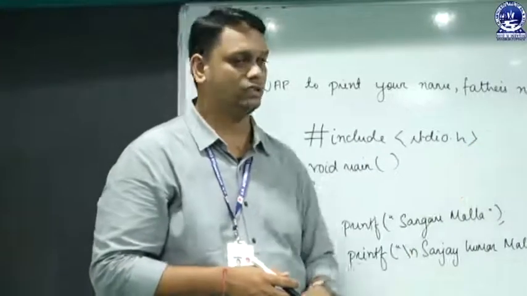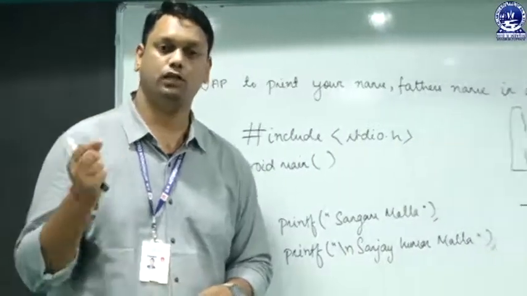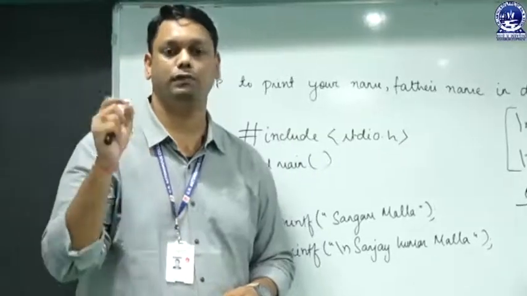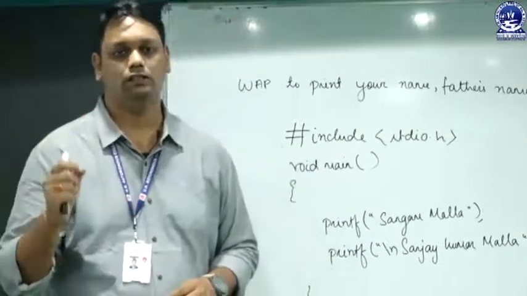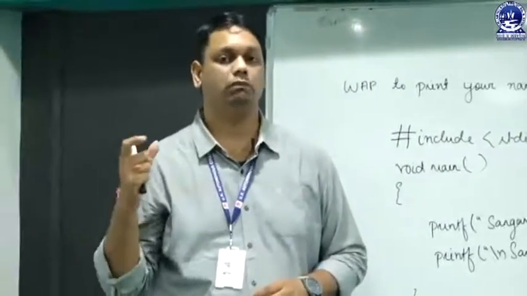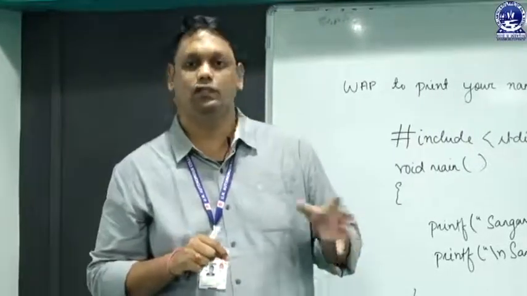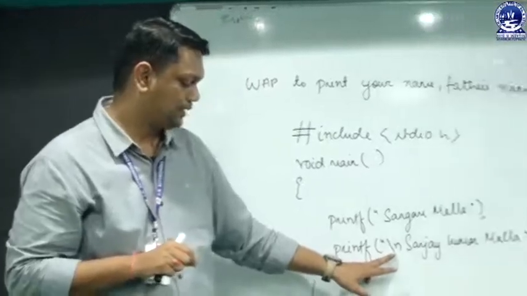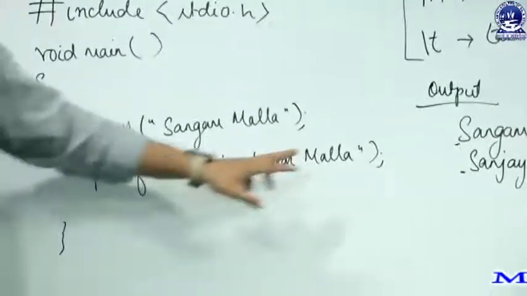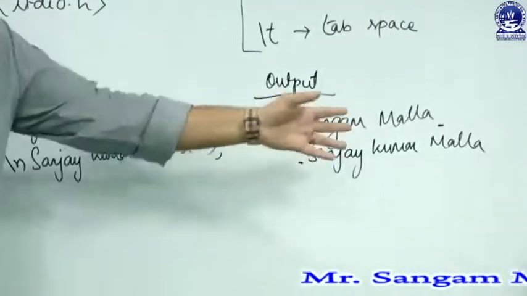So \t is a tab space. What is a tab space? It is simply a collection of many blank spaces. Normally it consists of 8 blank spaces. The combination of 8 blank spaces is called your tab space. Suppose I use \t over here, it will print both the lines in a single line.